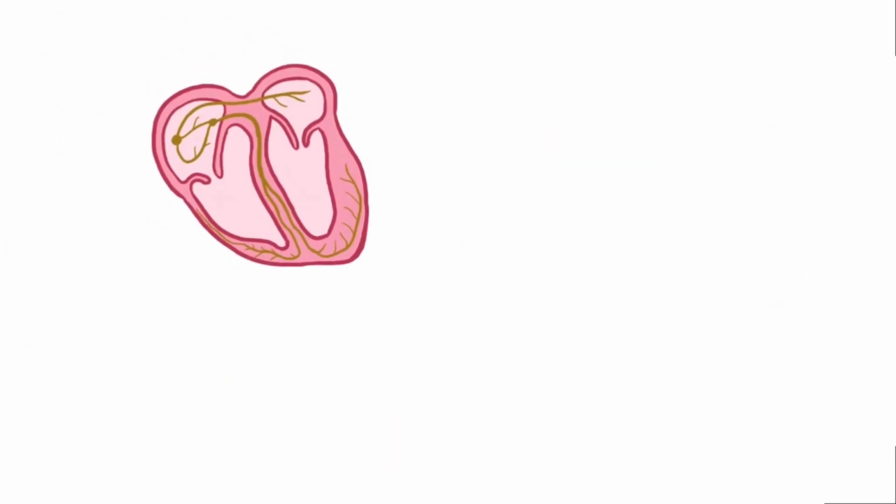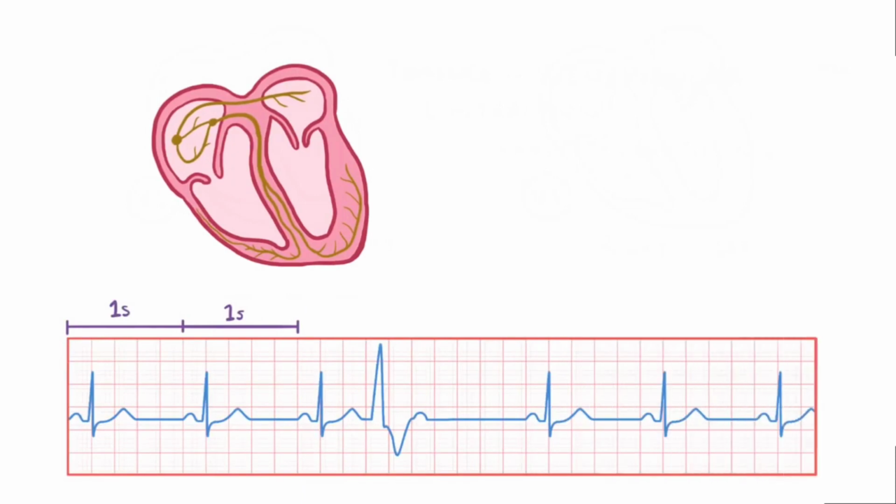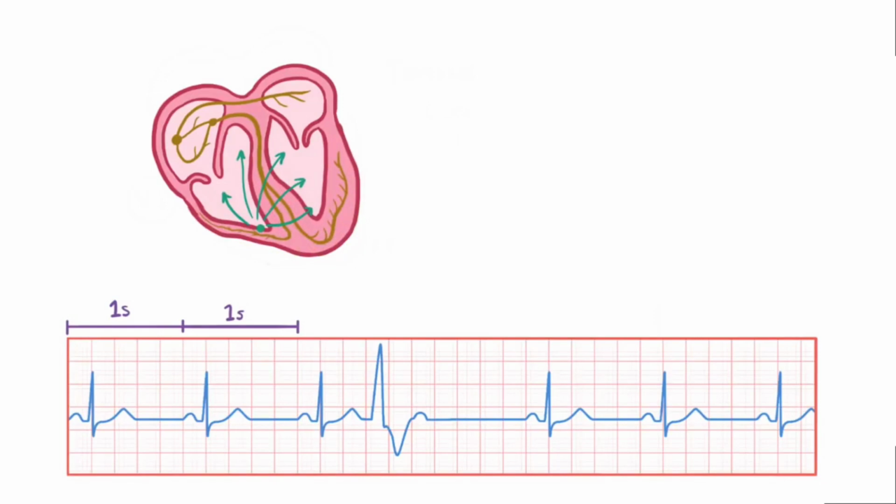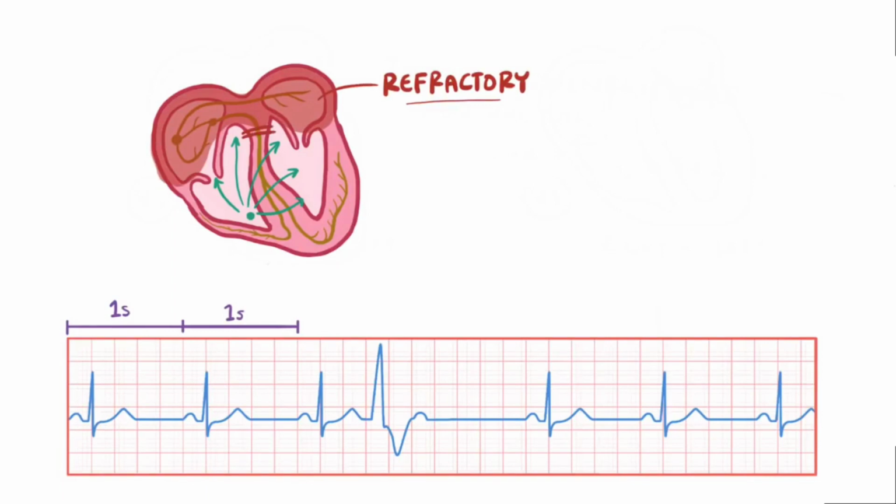Alright, so let's say that the heart's cruising along at about 60 beats per minute, which means that there's 1 second between P waves and QRS complexes. All of a sudden, an ectopic focus in the ventricles fires off, which contracts the ventricles, and that wave of depolarization tries to travel up to the atrium. But since this happens so close to the previous depolarization, the atrium's still in its refractory period, so the wave gets stopped at the AV node.